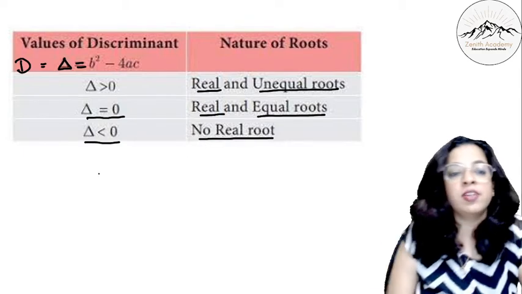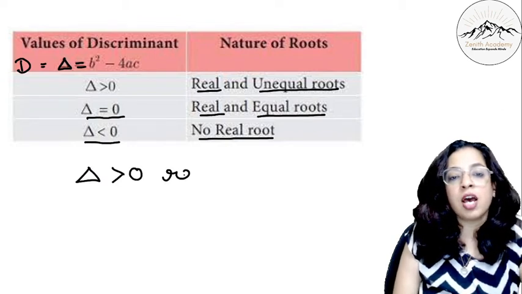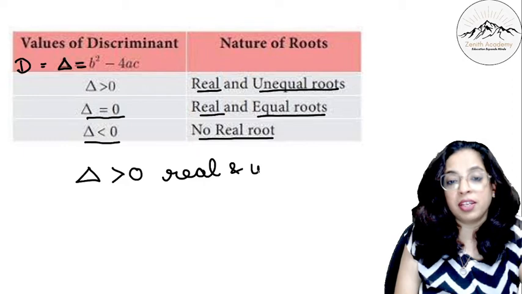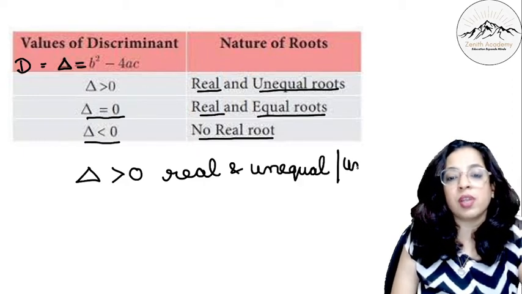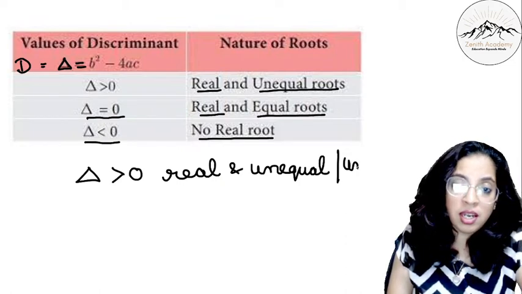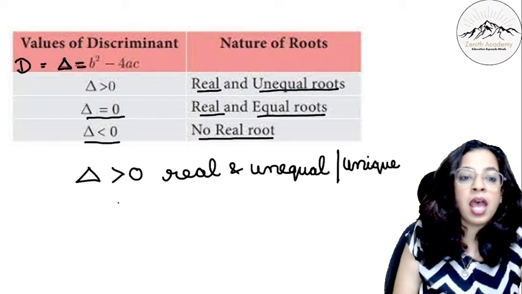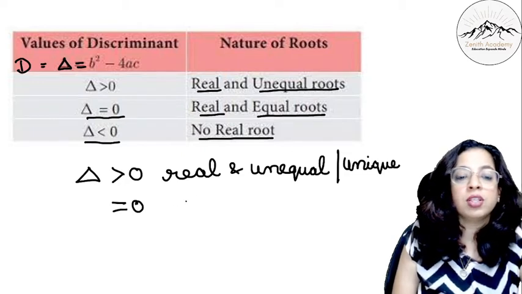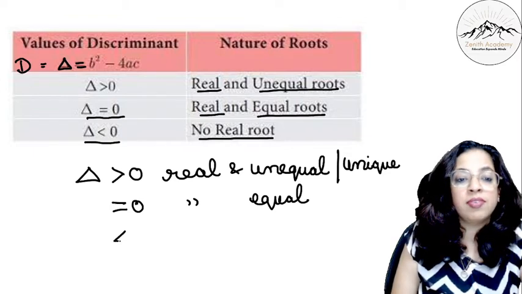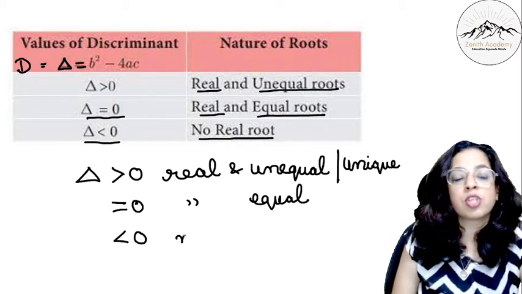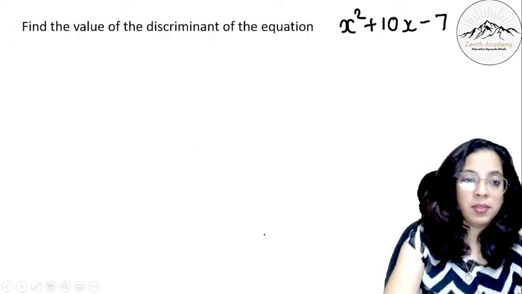We have explained everything. Please remember, if this is more than 0, the roots are real and different, unequal. Many a times we use the word unique as well. Okay, real and unequal. Unique means both are different. And if this is equal to 0, then roots are real and equal. Same to same roots are there. And if it is less than 0, the roots are not real. No real roots. Okay, let's go ahead.